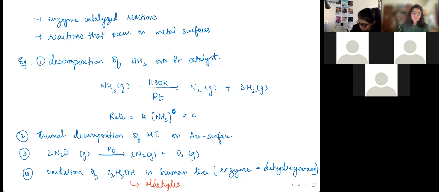I just have switched off my camera for 5-7 minutes. It's lagging, that is why. Once the net becomes better, I will switch it on.